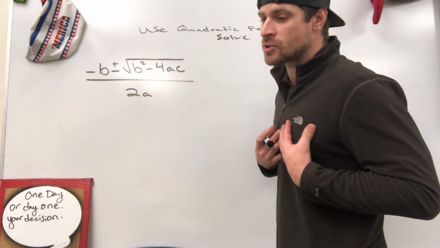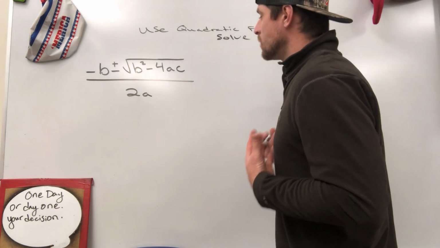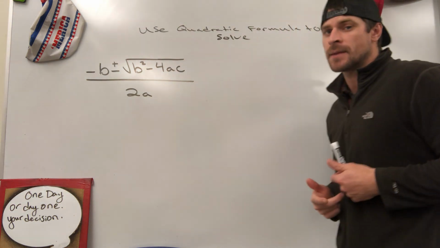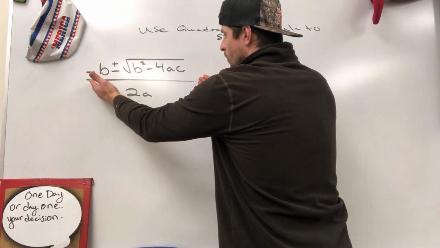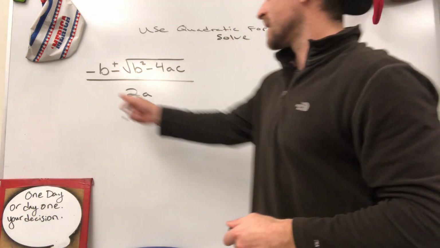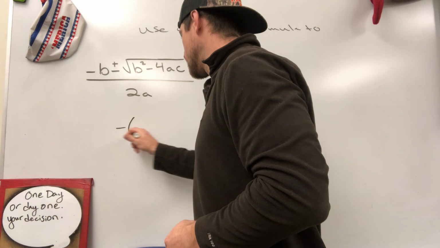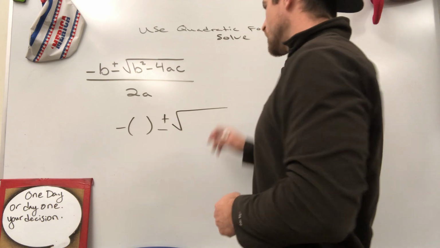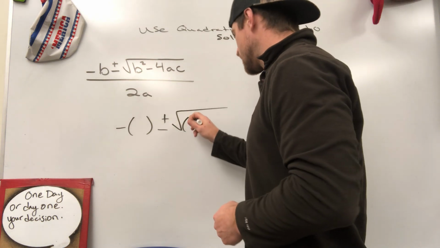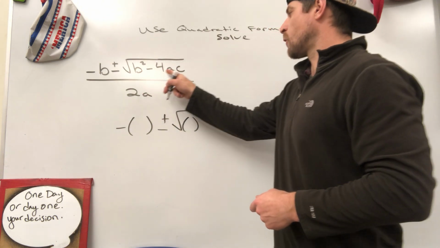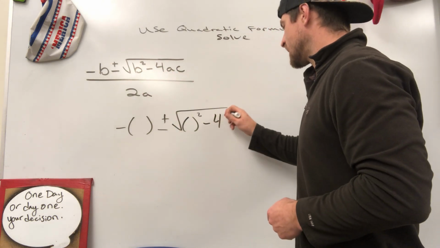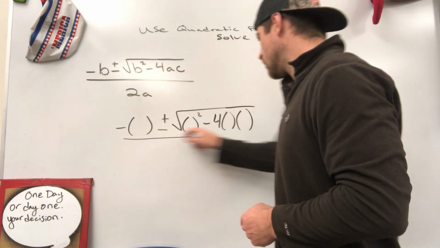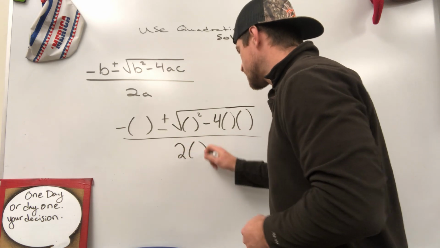All right, so what I like to tell my students to do, first thing you need to do is look at the equation given to you and determine what's the A, what's the B, what's your C. Then I like to write this out with empty spaces. So what I mean by that is opposite of B, I just say opposite of something. Plus, minus, square root of B squared is now something squared. Minus 4AC is now minus 4 times something, all over 2 times something.